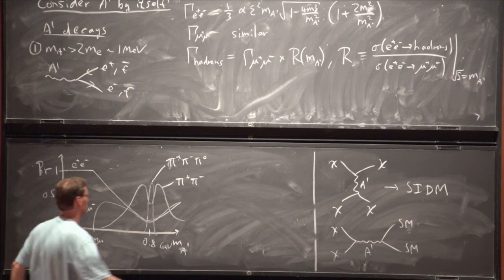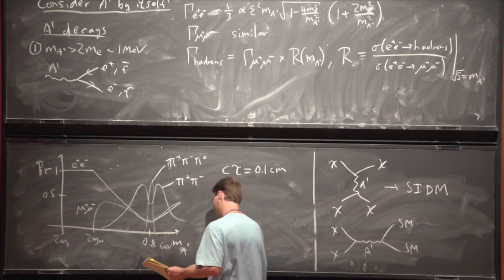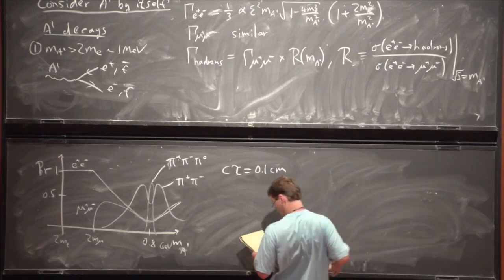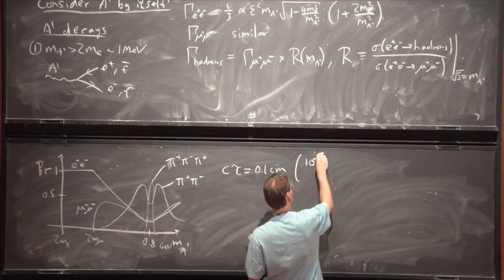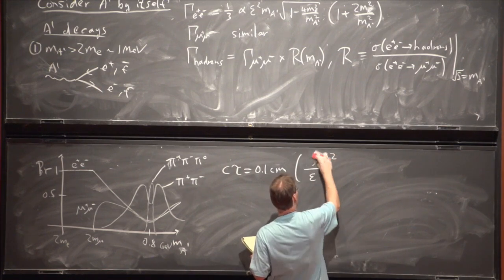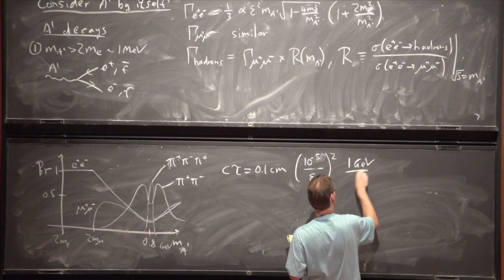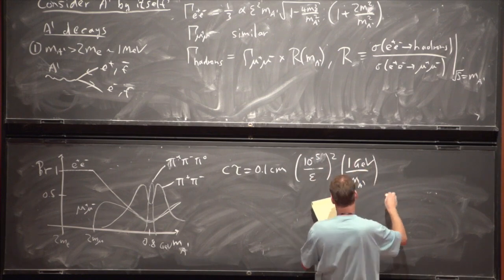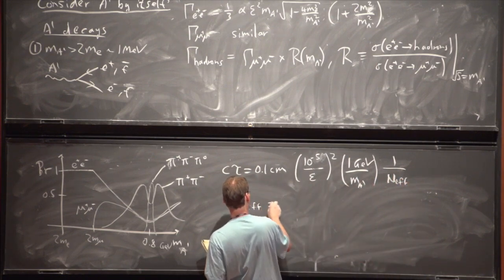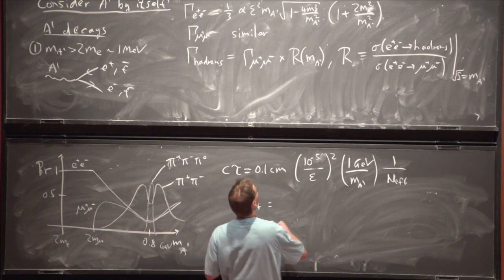And then it's easy to calculate what the total decay length is. And it's 0.1 centimeters for a coupling of 10 to the minus 5 of epsilon squared, and 1 GeV over m_A prime. And then I've got a 1 over N effective. And that N effective, what I mean is just the number of possible decay modes. So it's basically given by these terms there.